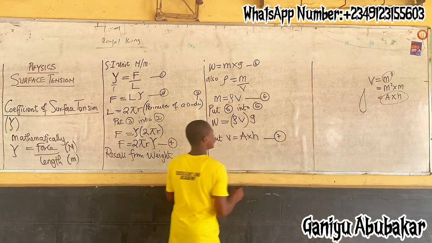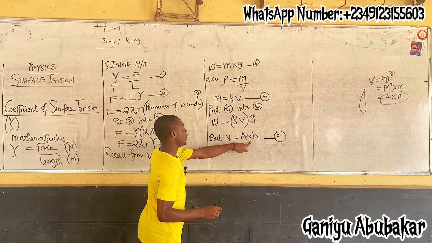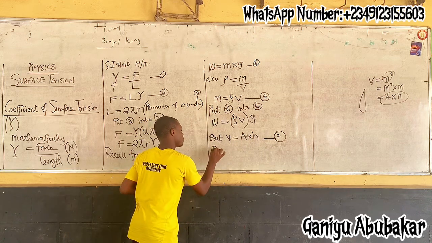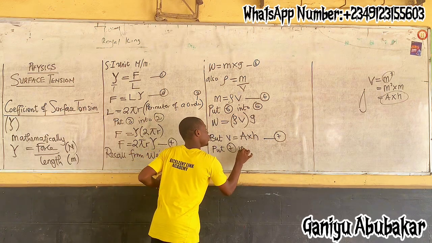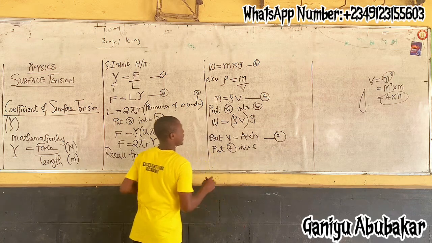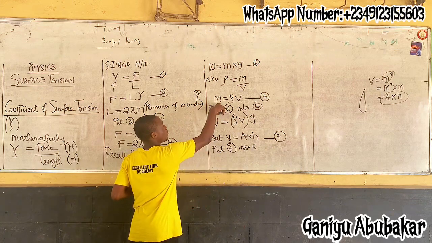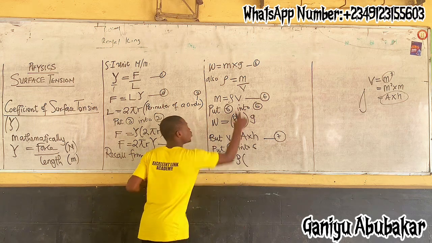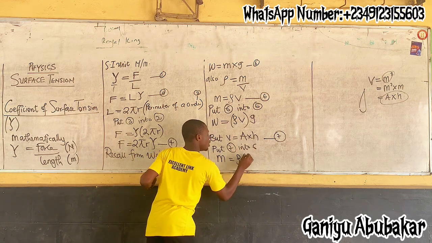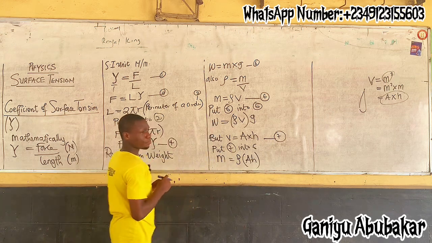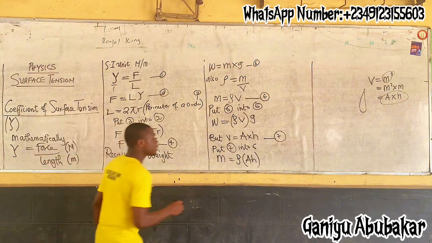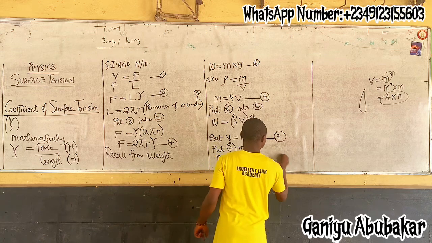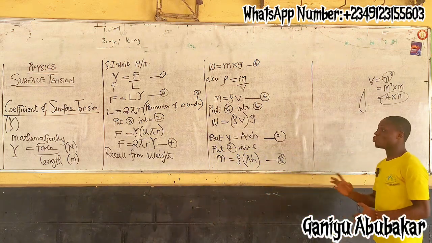So put 7 into 6. What do we get there? What's 7? So that becomes M equals rho into V, that's A H. Are we there? Call this equation 8. In science, you do the derivation.